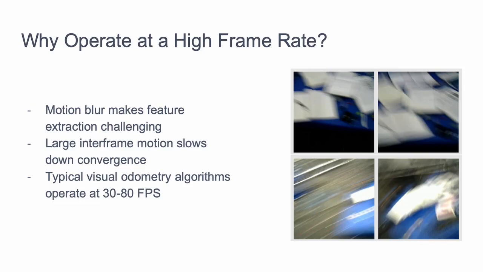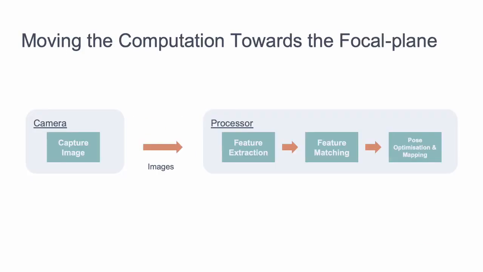faster. However, most of the visual odometry systems operate at around 30 to 80 frames per second. Therefore, they suffer from both motion blur and large interframe motion when the camera motion is violent.